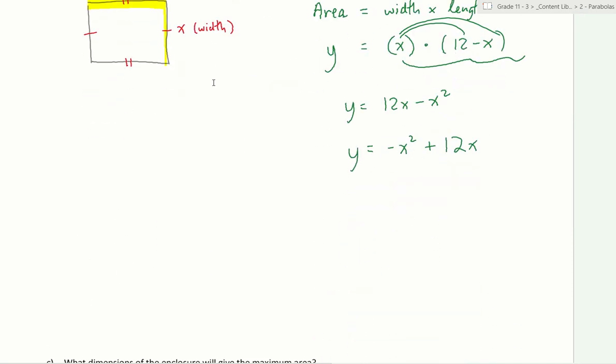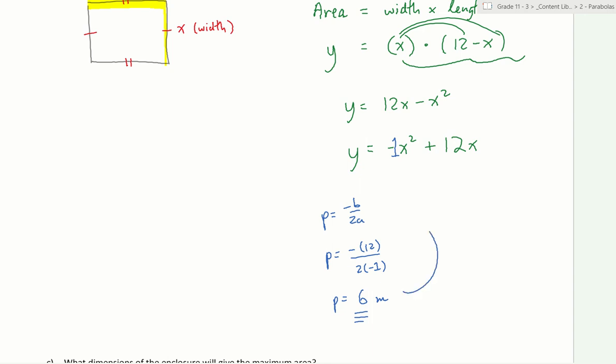All right, so where is this vertex occurring here? Let's use our P and Q formulas to determine that. So P is negative b over 2a. So P is negative 12 over 2 times negative 1. P is equal to negative 12 over negative 2, which is 6. So right away we can see that the best width to have, because x is width, is 6 meters.